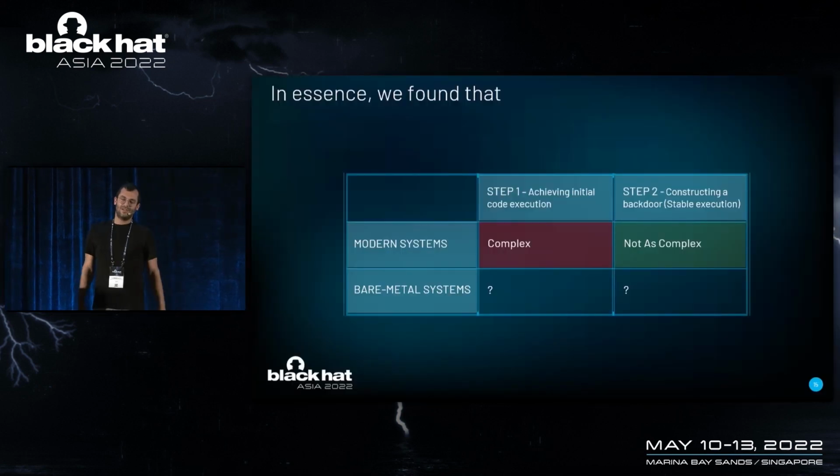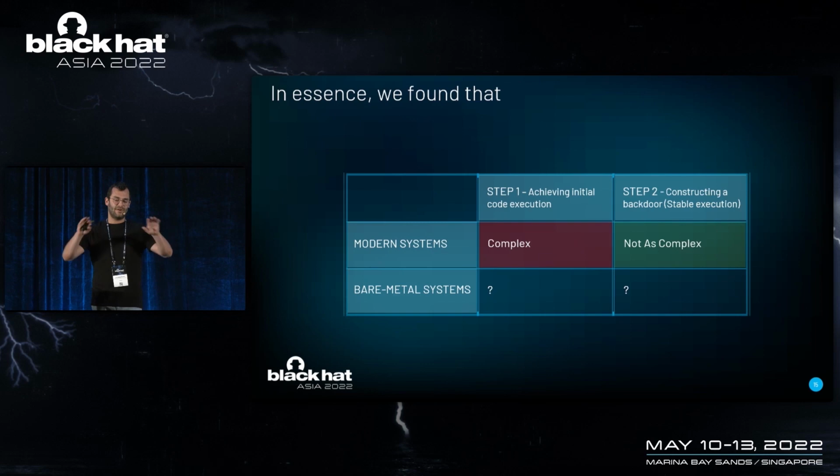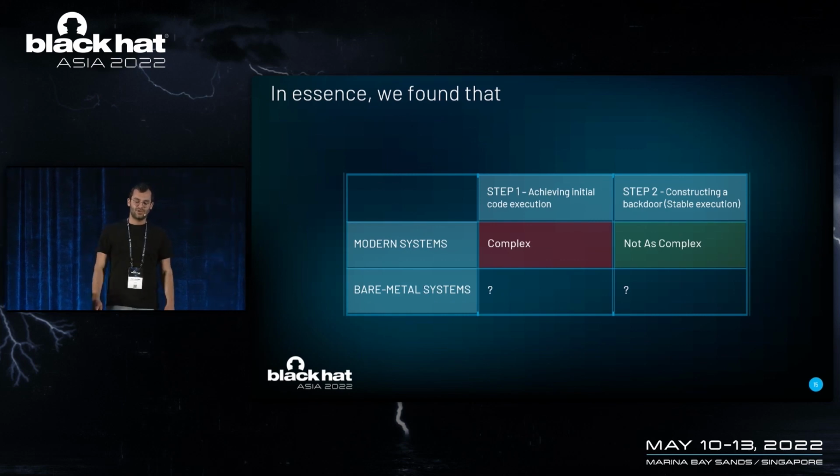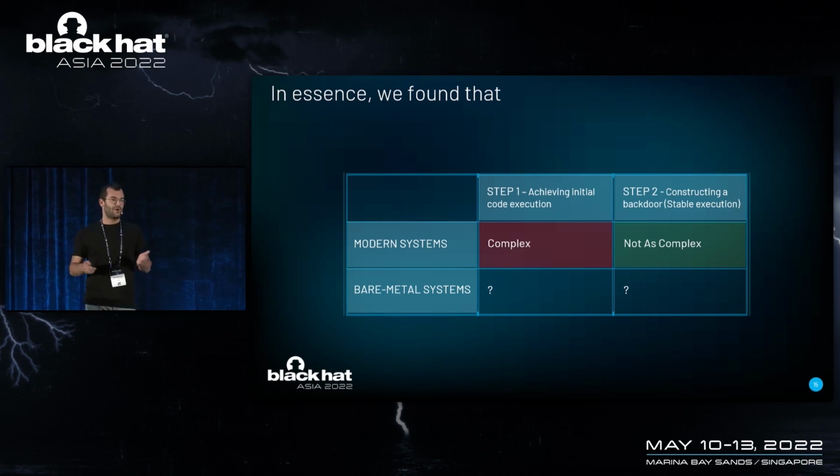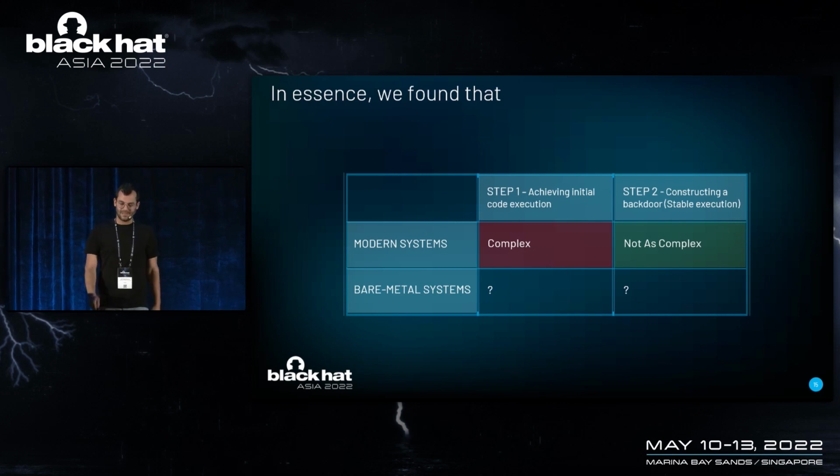So before we dive in, I just want to say that in general, I'm speaking very generally, we took compromising of a device through two major steps. The first step is achieving this initial code execution. And the second one is constructing a backdoor, having stable execution. While we've seen that in modern systems the first step is very complex and very hard because of different modern mitigations, the second step is still complex, but not as complex as the first one, because you have a rich system that you can rely on. And now we want to find out how it looks on our system.